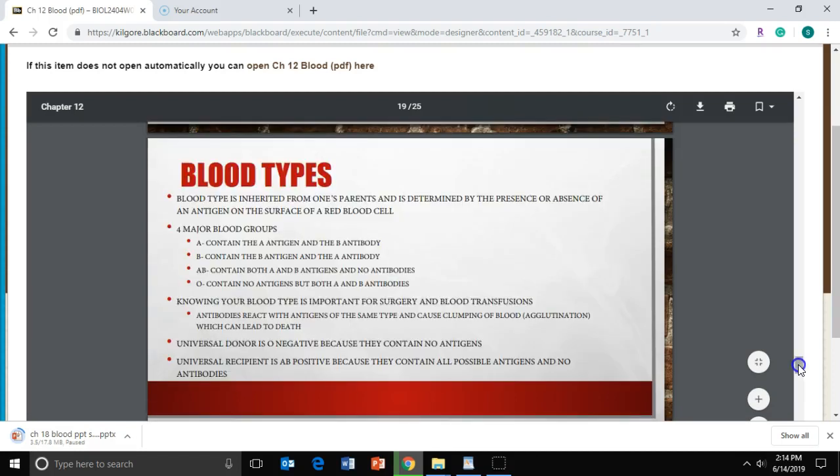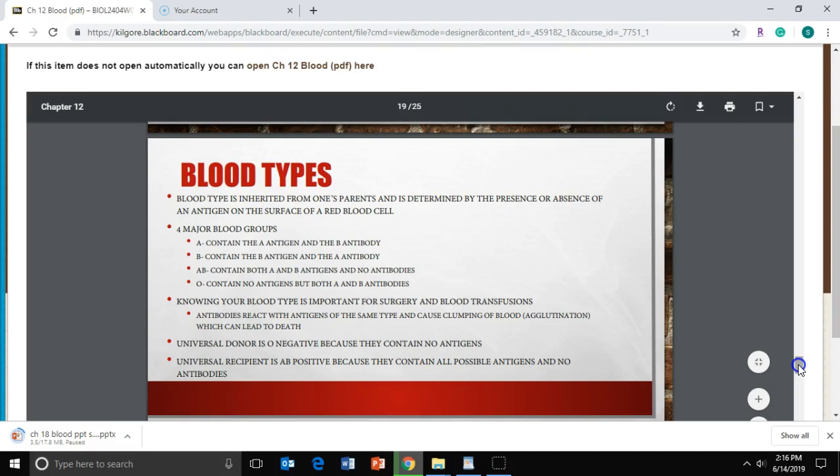Blood type is inherited, and it's due to the presence or absence of antigens on the surface of red blood cells. There are 4 major blood groups: A, B, AB, and O. All of these are named for the antigens on the surface of the cell. So if you know what antigens you have, you know what your blood type is.